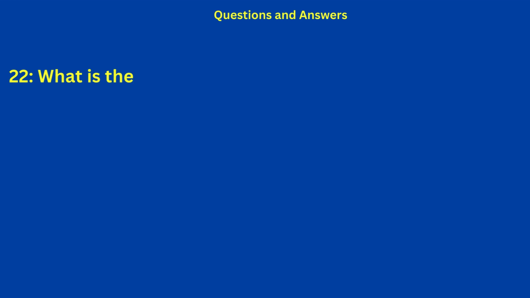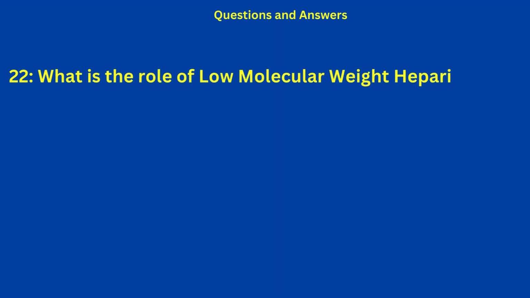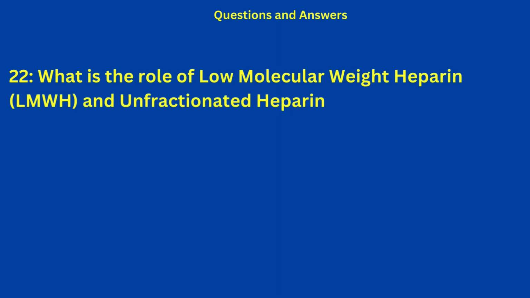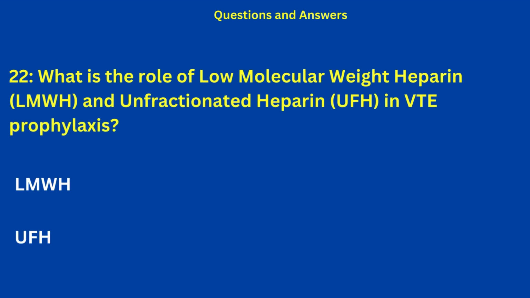Question 22. What is the role of low molecular weight heparin and unfractionated heparin in VTE prophylaxis? Low molecular weight heparin is a class of anticoagulation medication used for the prevention and prophylaxis of blood clots in patients at risk of VTE. Unfractionated heparin is preferred in patients with renal failure or when rapid reversal of the anticoagulation may be required. Both medications play a crucial role in VTE prevention by thinning the blood to prevent clot formation.